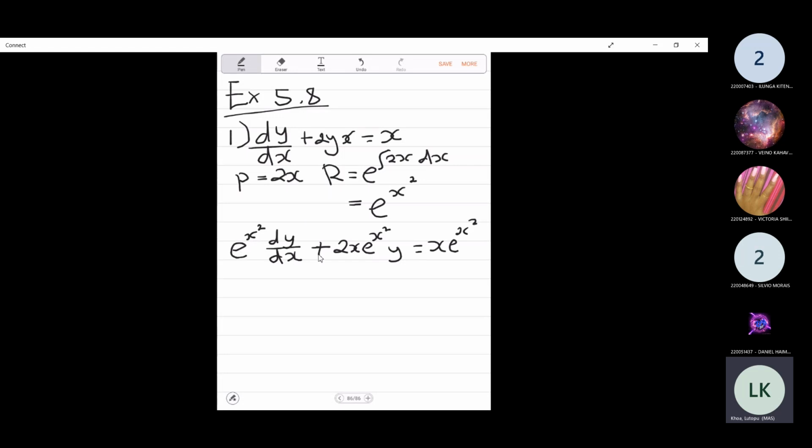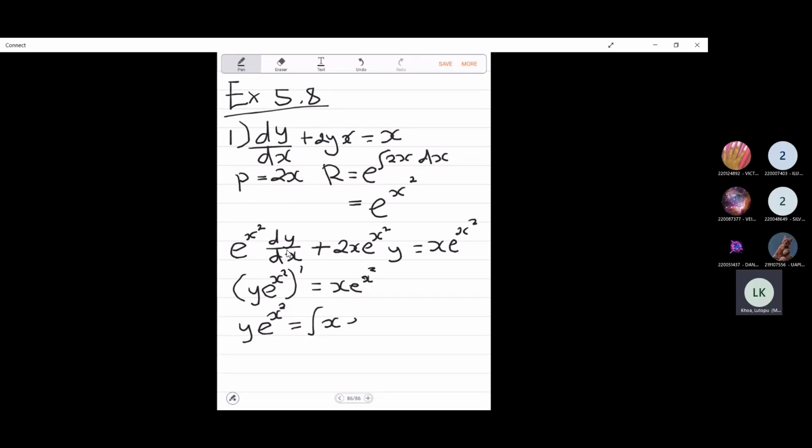Okay, so again on the left hand side we check that this is the product rule. We have e to the power of x squared. The derivative of e to the power of x squared is e to the power of x squared, then we multiply that by the derivative of x squared, which is 2x. And then we have y and the derivative of y. So we can condense this as y e to the power of x squared prime. This is x e to the power of x squared. Then we integrate on both sides, so we have y e to the power of x squared is the integral of x e to the power of x squared dx. Okay, so here we're only missing a 2 in order for this to be the derivative of our numerator.